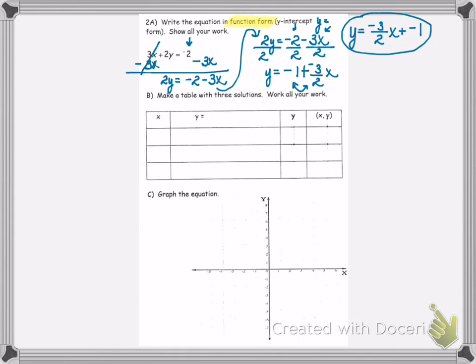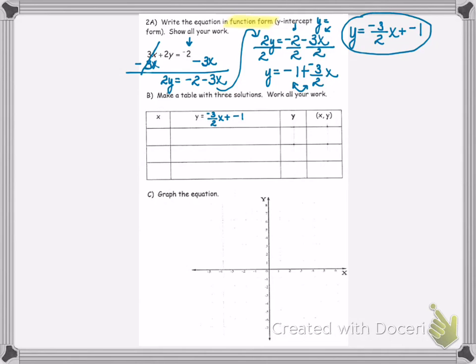And what we're going to do now is we're going to copy that equation into the chart that's provided for us. So negative 3 over 2x plus negative 1. And we're going to use that equation to plug in some x values and find y values to graph it.